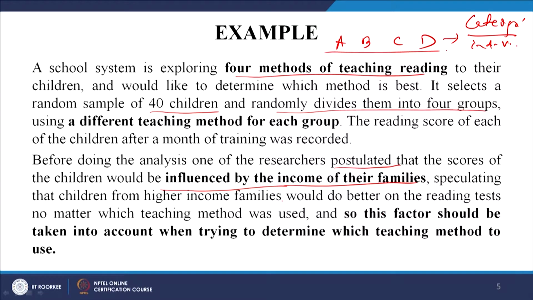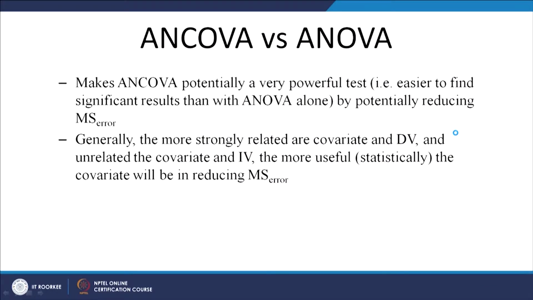So, now you see, this income is my covariate, okay. So, you have a covariate, you have an independent variable, and what is my dependent variable? The dependent variable is my score, reading score is my dependent variable, right, okay. ANCOVA versus ANOVA, what is the difference? The only difference is that we are saying C, but let us see. This makes ANCOVA potentially a very powerful test. It is easier to find significant results than with ANOVA alone, right, by potentially reducing the MS error.